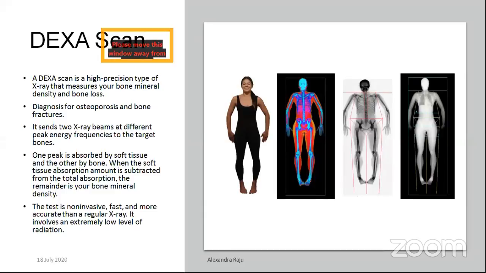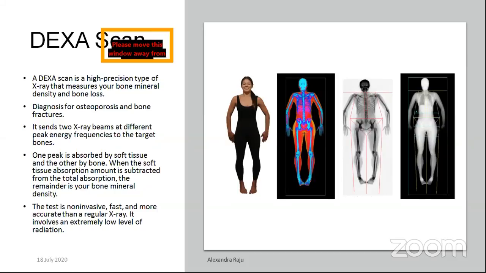It's used for diagnostics of osteoporosis, and if there is any bone fracture, we recommend a DEXA scan. It uses two types of X-ray beams with different peak energy. One peak is absorbed by the soft tissue, and the other peak is absorbed by the bones. When the soft tissue absorption is subtracted from the total absorption, the remaining will be the bone mineral density. So the test is non-invasive, fast and accurate with the help of X-ray, and it involves an extremely low level of radiation.